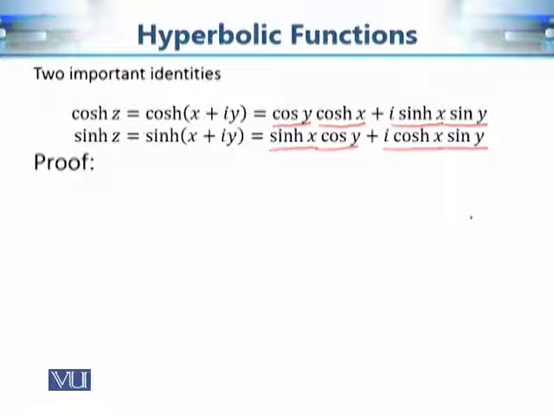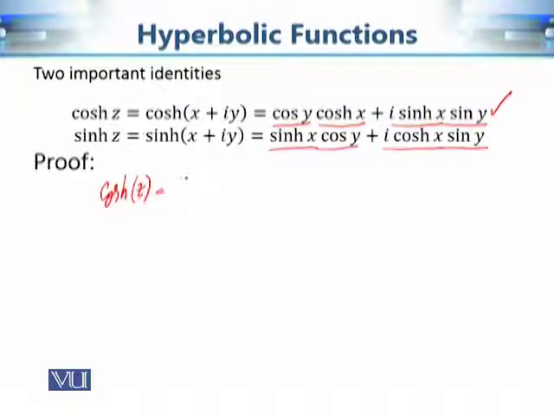Now the point is how to prove these identities. Let's focus on the first identity, and of course the proof of the second identity is going to be very similar. Now we know what cosine hyperbolic z is.